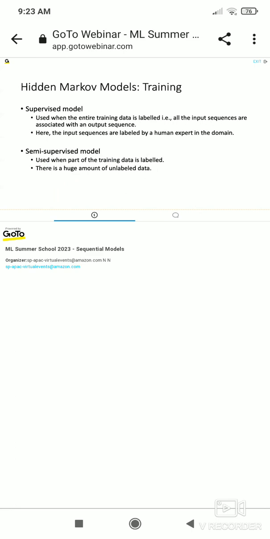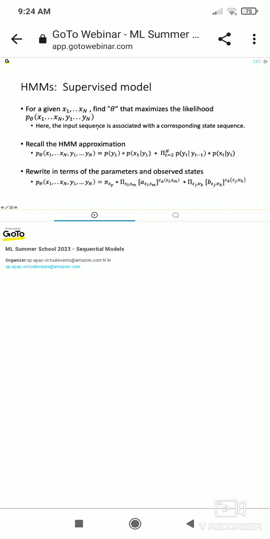Based upon the availability of labeled data, we can train the HMM in two approaches. If the entire training data is labeled, then we can perform supervised training. But when a huge amount of data is unlabeled, then we have to go for semi-supervised modeling. Let's first consider the supervised approach. In supervised training, we have access to the labeled data, so the input sequence is associated with the corresponding state sequence.